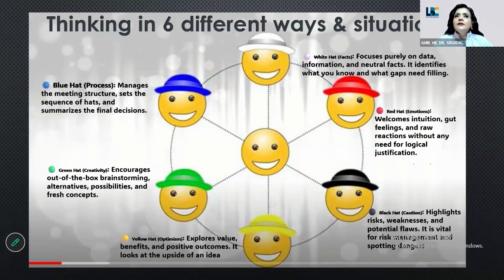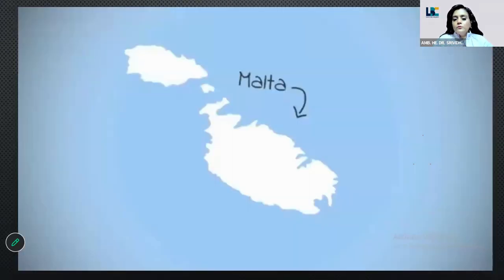So people definitely think in different ways in different situations. So if we know that this is the capacity of the person, we can categorically group our students also in this way, that he is a white hat thinking person, he's a red hat thinking person, he's a black hat thinking person. So that way you can do.